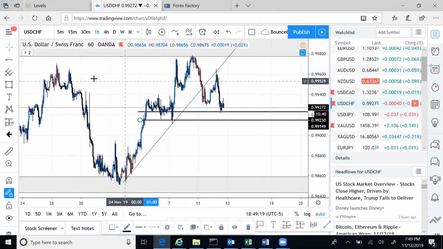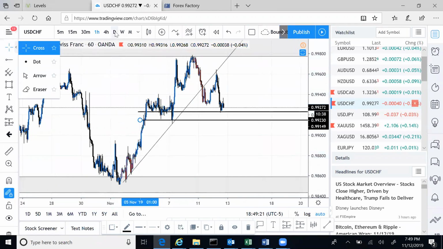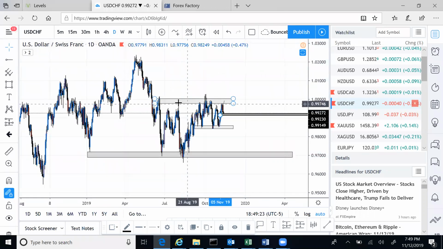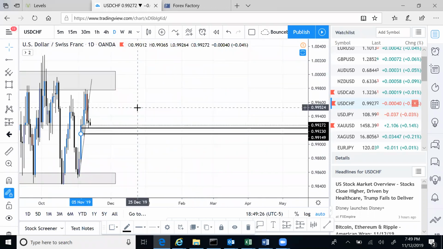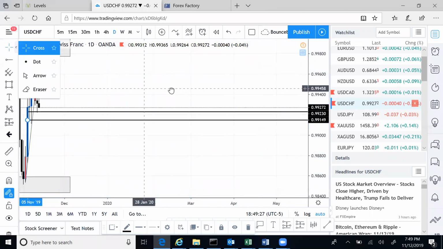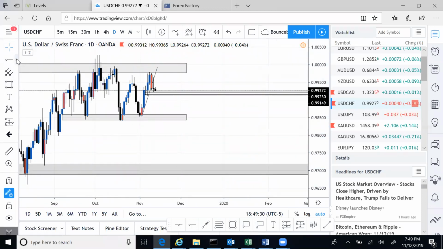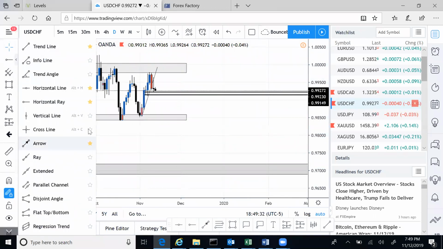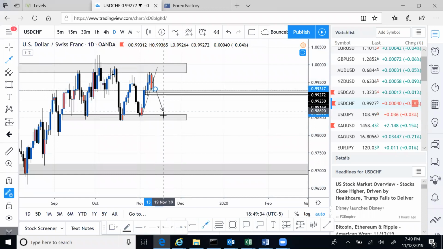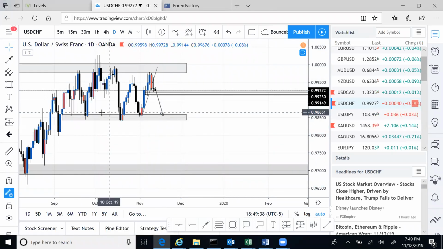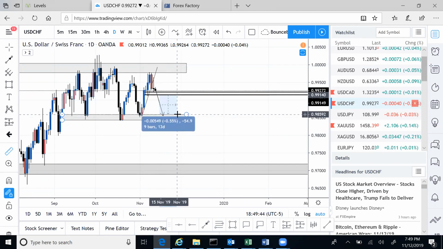And where am I looking for UCHF to go? I can be really honest with you guys so you can catch this entire move, right? I am looking for UCHF to do this. Right down to daily support. That's a lot of pips. Pretty confident that it's gonna do it as well, right?